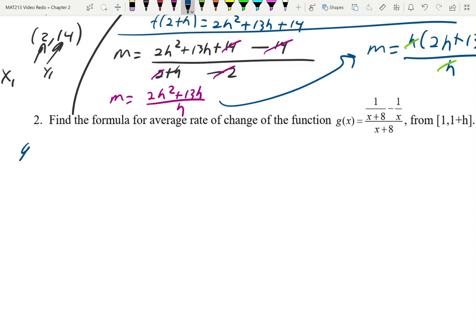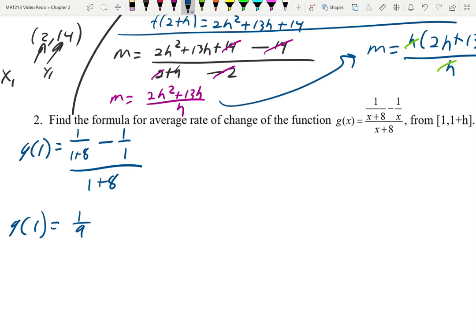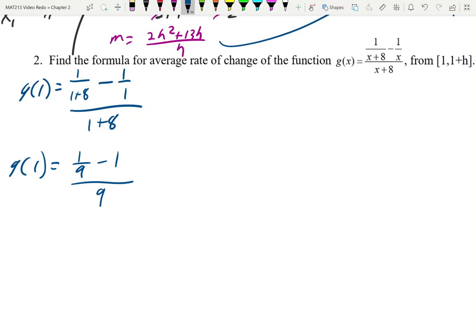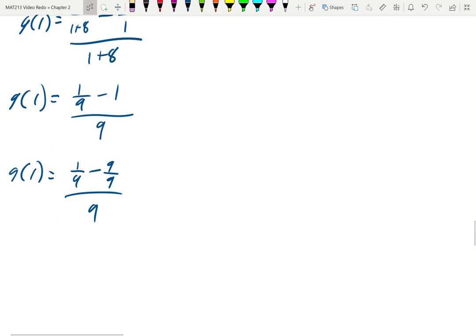We start off by saying I'm just going to plug in 1, sub in 1, see what I get. So this would be 1 over 1 plus 8, minus 1 over 1 plus 8. So g of 1 is equal to 1 over 9 minus 1 over 9. So we can simplify that numerator, saying 1/9 minus 1, well, common denominators, that would be 9/9 over 9. And then g of 1 would be negative 8/9 divided by 9.